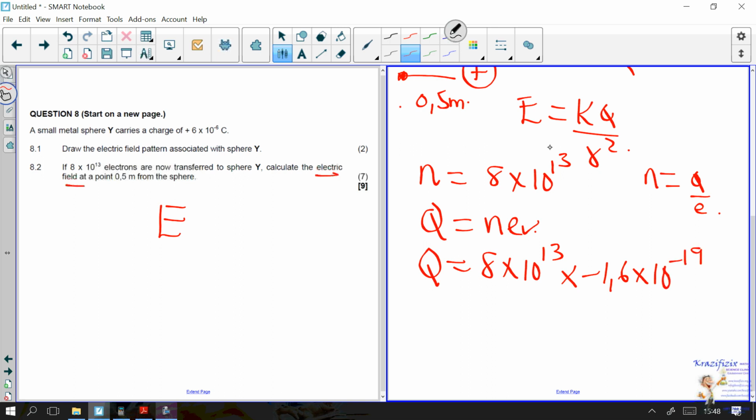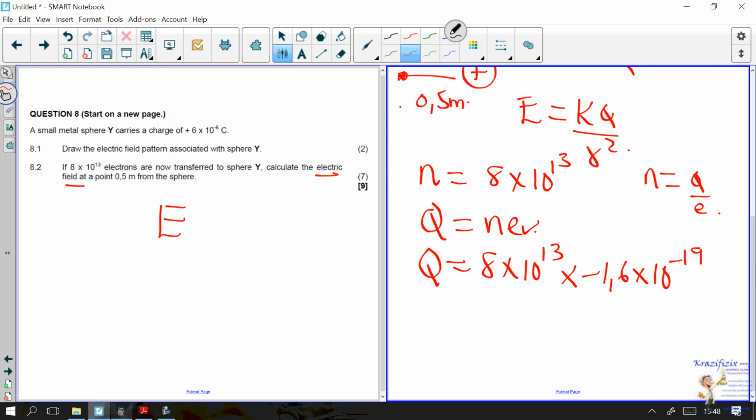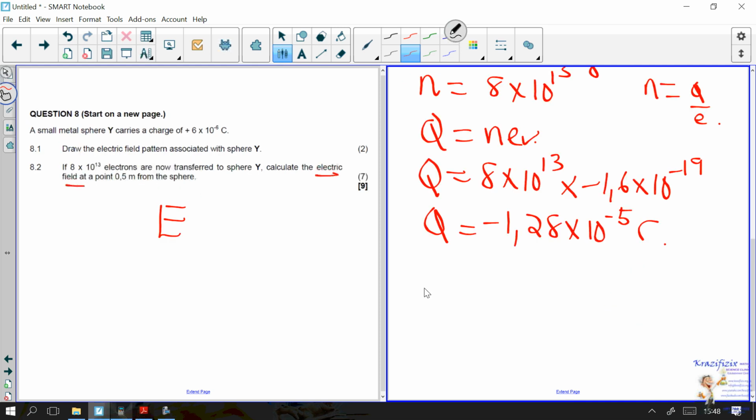So let's calculate the quantity of charge now that was transferred. 8 times 10 to the power 13 times negative 1,6 times 10 to the power negative what? 19. All right, what do we have? Negative 1,28 times 10 to the power negative 5. So the quantity of charge is negative 1,28 times 10 to the negative 5 coulombs. We are adding this, so Qy now becomes what? Positive 6 times 10 to the power negative 6, plus what we added.